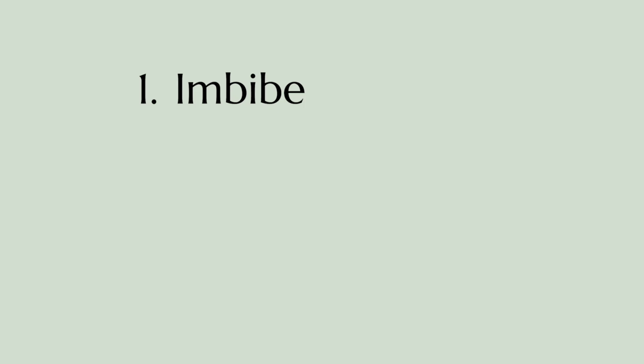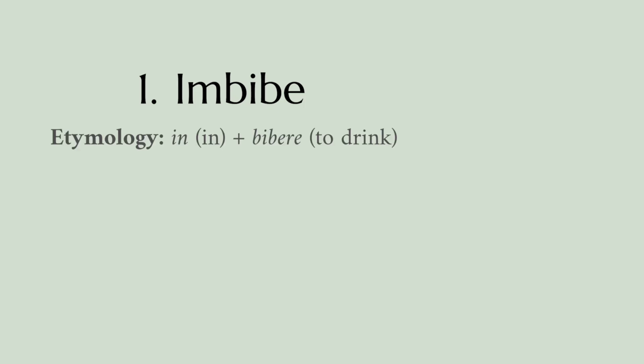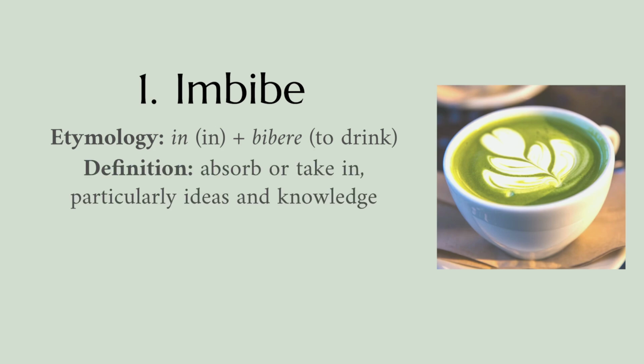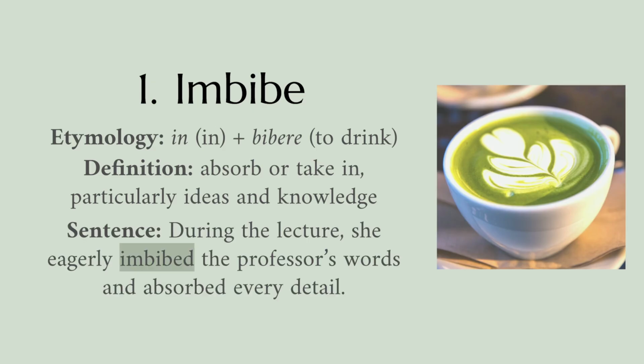Okay, so the first word is imbibe, and the etymology of imbibe is in, meaning in, plus bibere, which means to drink in Latin. So here's a picture of a drink to help you remember. And the definition of imbibe is to absorb or take in, particularly ideas and knowledge. The example sentence I have here is, during the lecture, she eagerly imbibed the professor's words and absorbed every detail. So it kind of just means to take it in, absorb it, ingest it.